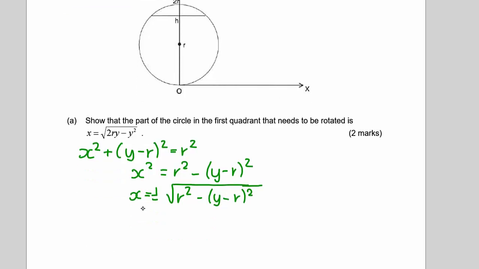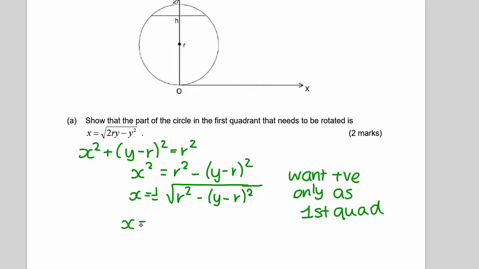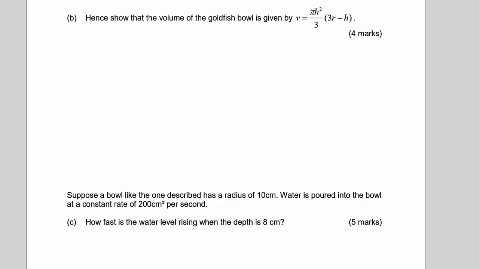Okay, now we only want the positive as it's the first quadrant. Okay, that's the important bit. And then we expand and simplify, which gives us, as they say up there, 2ry take y squared. Okay, hence show that the volume of the goldfish bowl is given by this.